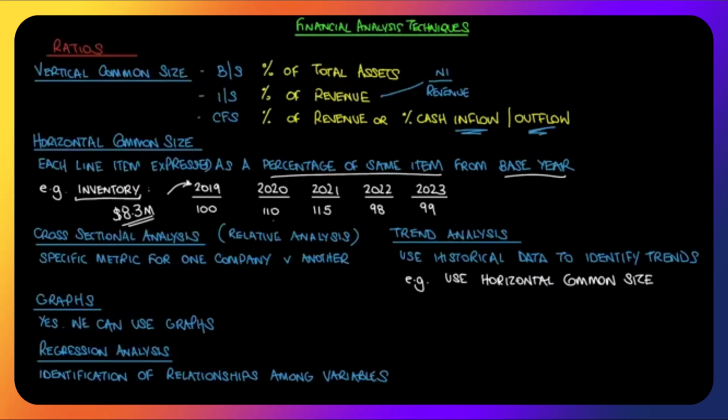Obviously, what horizontal common size statements allow you to do is spot a trend in each line item. And when you put them all together, you can see the changing structure of your income statement or your balance sheet.